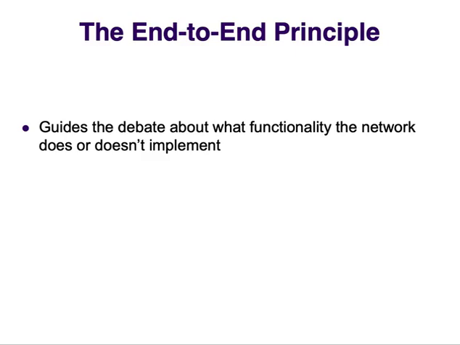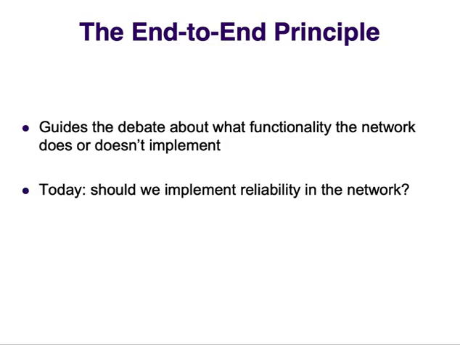In this class in particular, we are going to be thinking about the functionality that a network should implement. What does the end-to-end principle tell us about what the network should or should not implement? Even one step more specific, we're going to be thinking in this lecture about should the network implement reliability? Okay. Should it be the job of the network to worry about reliability?